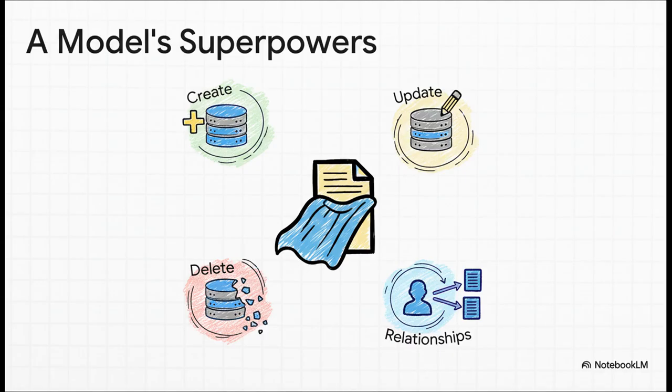And models are, no joke, incredibly powerful. They're not just dumb containers for data. They have actual superpowers. You can use them to create new records, update existing ones, or delete them, all without writing a single line of messy database code. But their real magic is defining relationships, being able to say, a user can have many posts, and then easily fetch all the posts for that user. It's a total game changer.